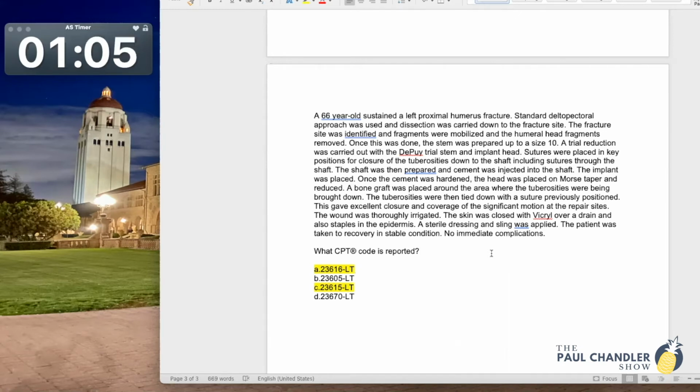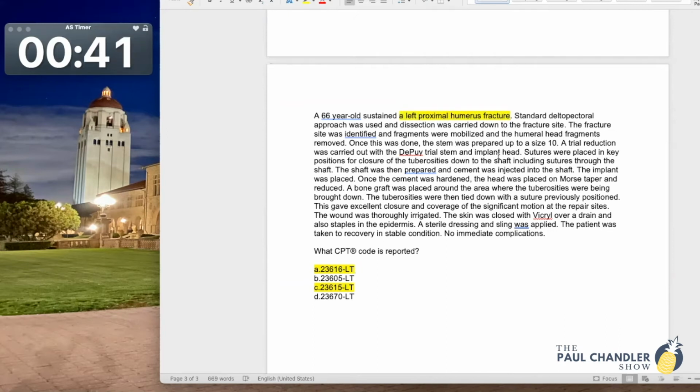23616, where did you go? 23616. Open with proximal humerus prosthetic replacement and open treatment of proximal humeral fracture. So I'm looking for the word humerus and something about a prosthetic replacement or not. Left proximal humerus fracture, so I like that.